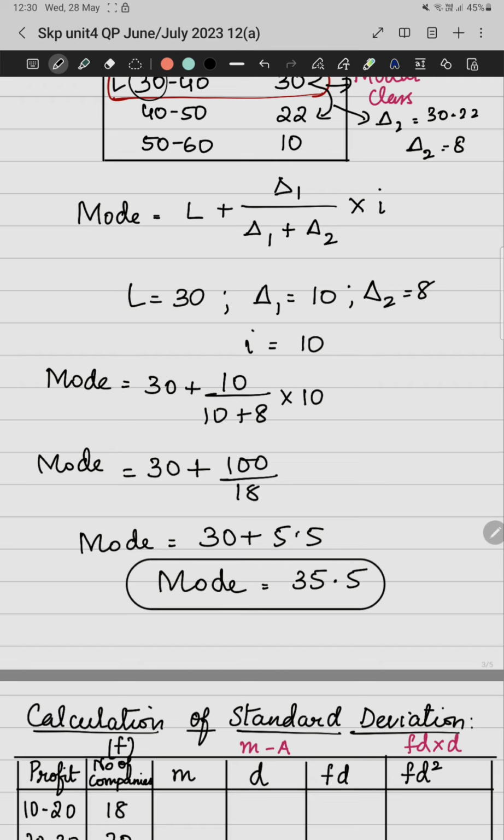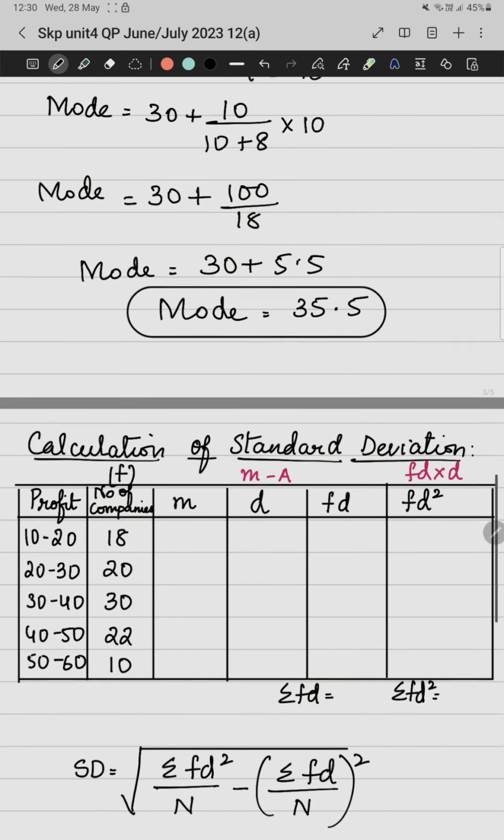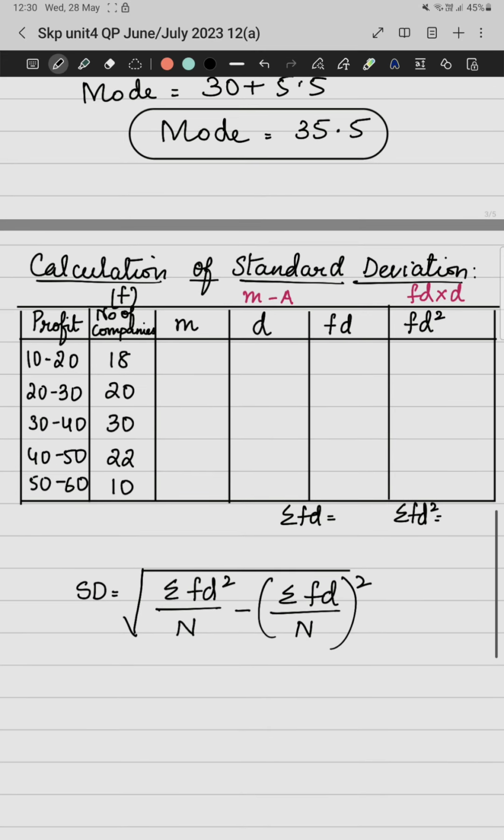So that is mode 35.5. Next we need to find out standard deviation. Standard deviation also is quite simple, but be very careful when you're doing it. Don't make any mistakes. Now as it is, I have written whatever is in the question: profit and number of companies. Profit is whatever data is given in the question.